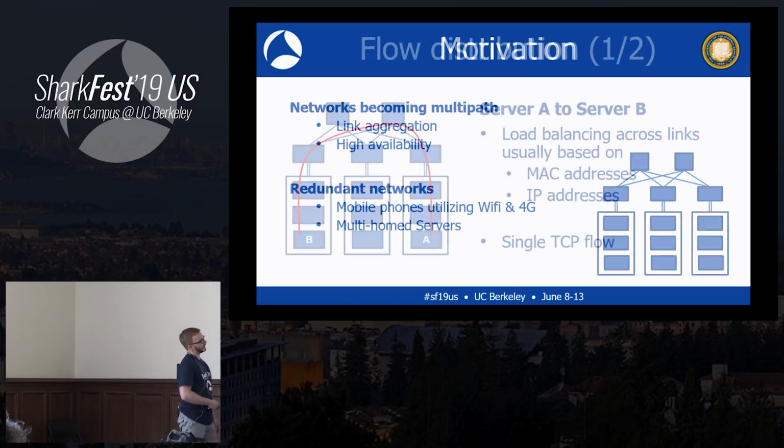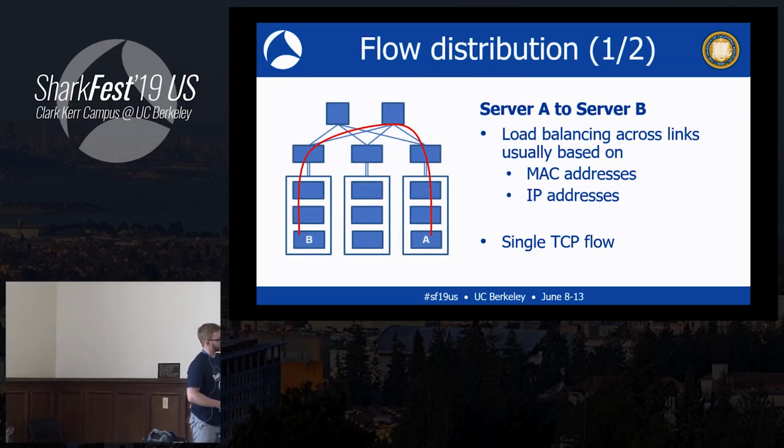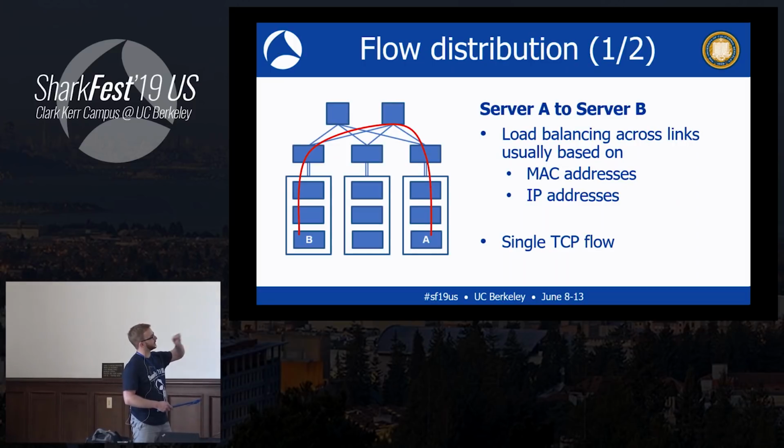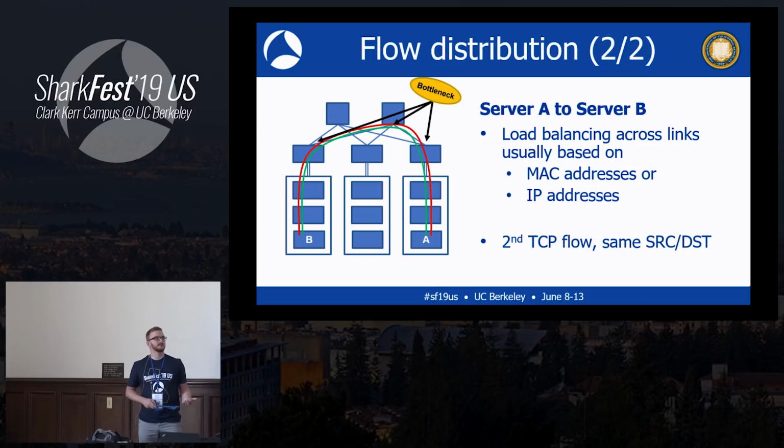So if you look at the slide picture I had in the slide before, this is what usually happens. You have server A and B talking to each other. They will most likely open up a single TCP connection, and this will utilize maybe these links, but all the other links are basically sitting there doing nothing, well, except for all the other traffic that's going on in your network, obviously.